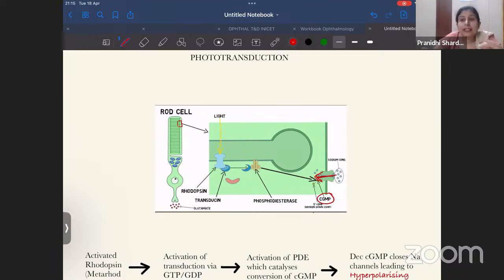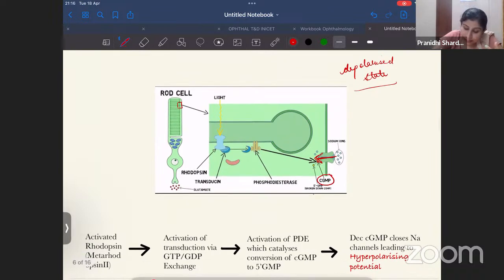And this is known by the name of depolarization. That means in the dark, the cell is in a depolarized state because the sodium ions are going inside. And since the sodium ions are going inside, they help in the release of a neurotransmitter known by the name of glutamate. This is happening in the dark.